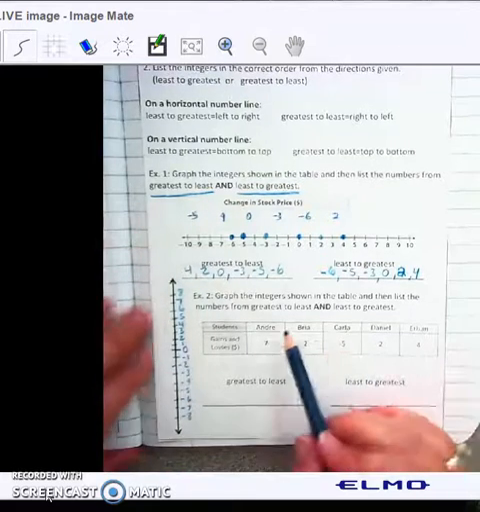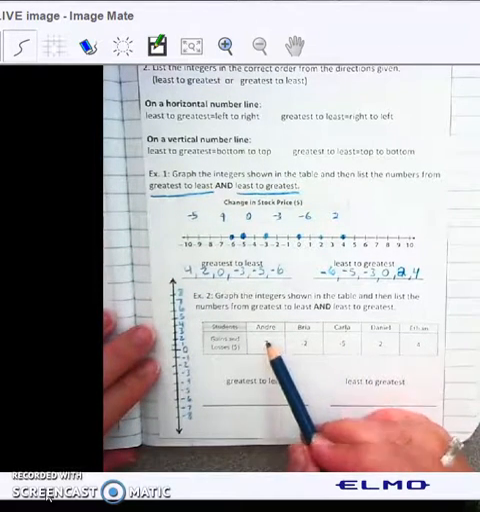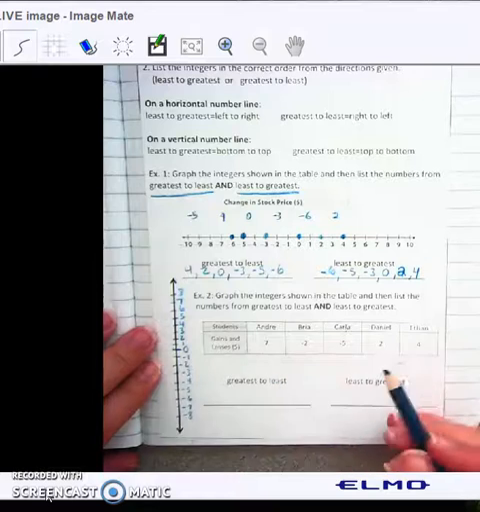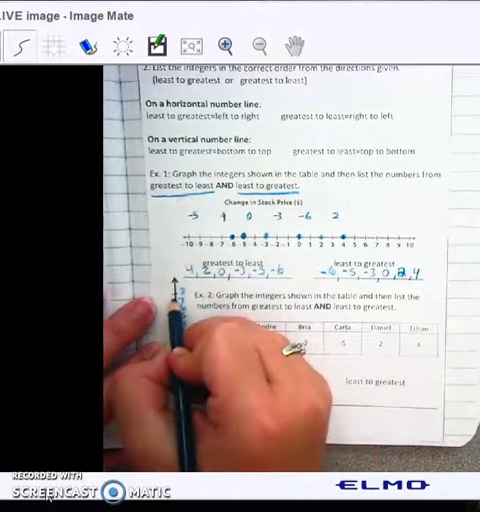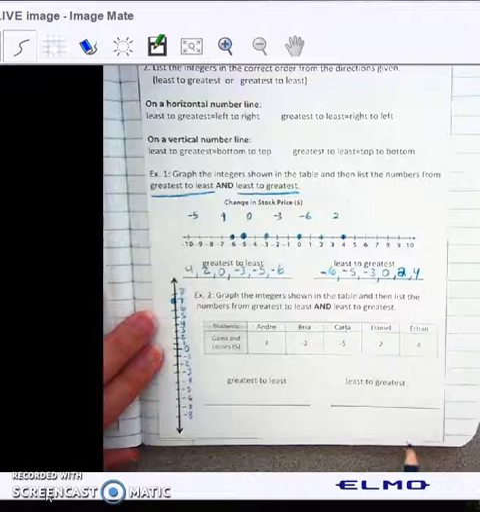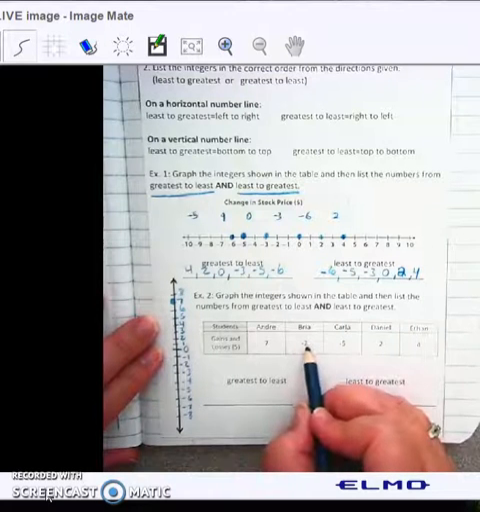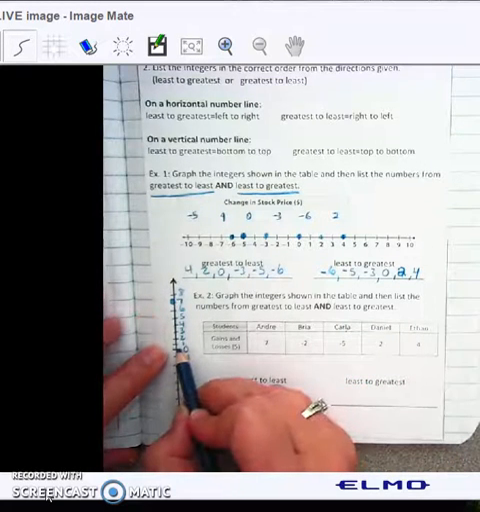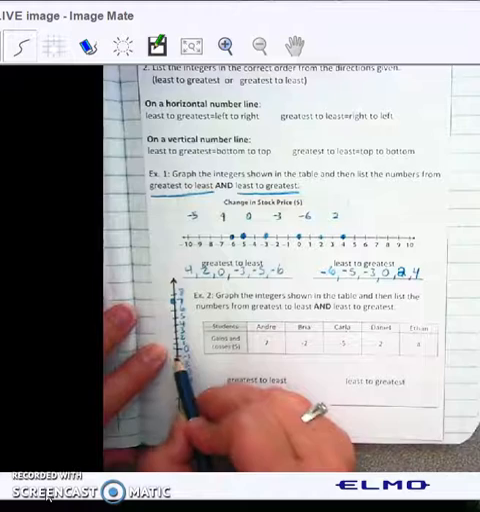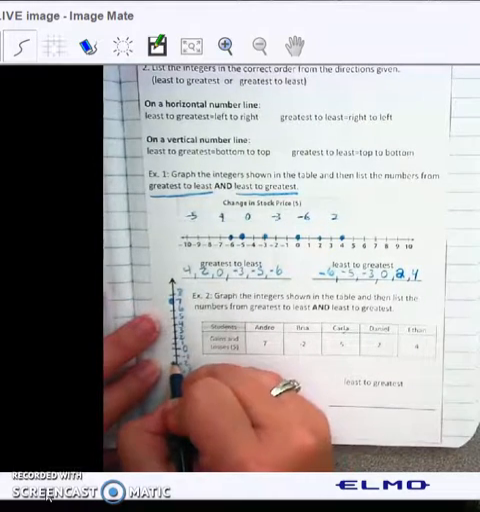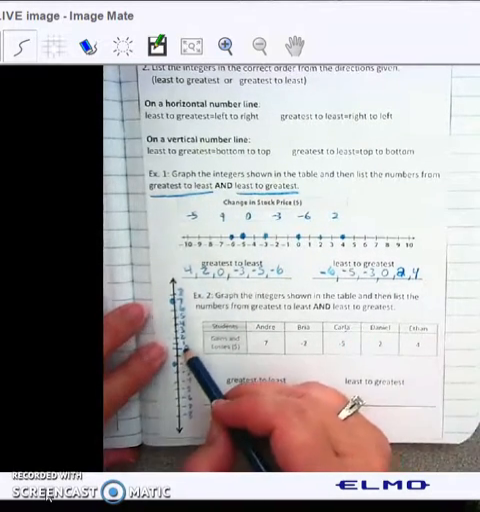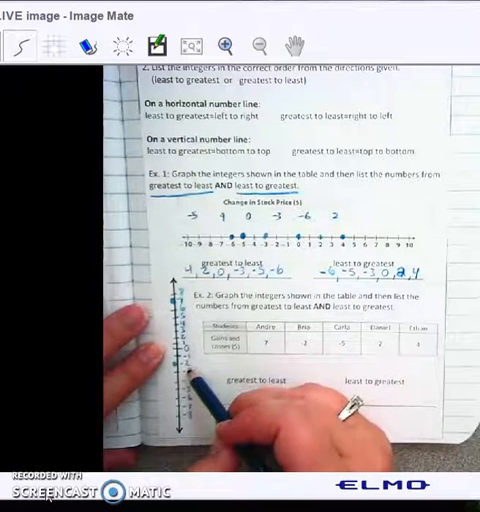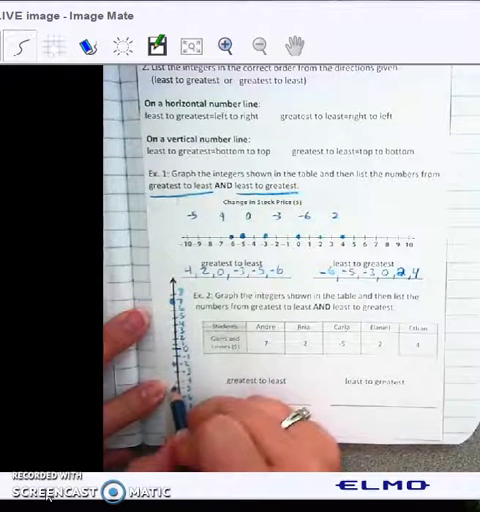So let's first graph these. So Andre has 7, and it's a +7 because we do not see a negative in front of it. So we need to go up 7 spaces to the number 7. Bria has -2. So we're going to start at 0 and go down 2. So -1, -2. Carla has -5, so we're going to start at 0 and go down 5. 1, 2, 3, 4, 5.